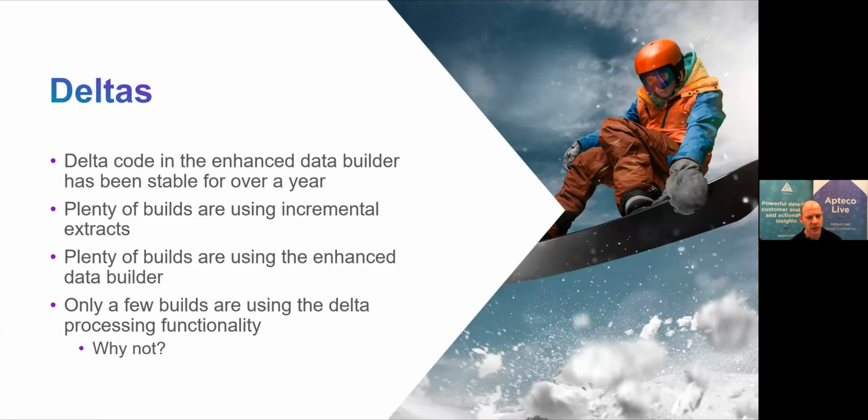And this Delta code has been in the enhanced data builder for over a year. It's been stable. We've fixed a couple of bugs, but not found any serious issues with it. But we still have very few systems using it. We have got a couple. But compared to incremental extracts and the enhanced data builder, where we've got plenty of people using them, only a couple of builds are using Delta processing functionality. And really, we want to understand why not, because there's an awful lot of benefit in terms of extract speed and reduced load on your source databases by using deltas.